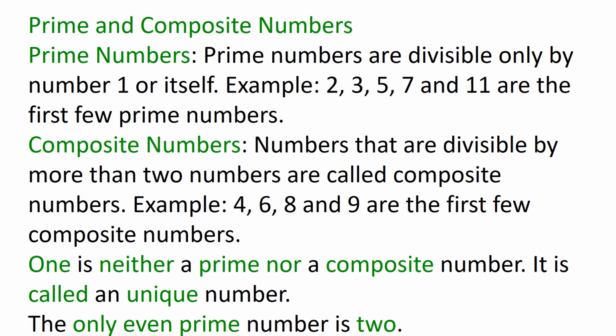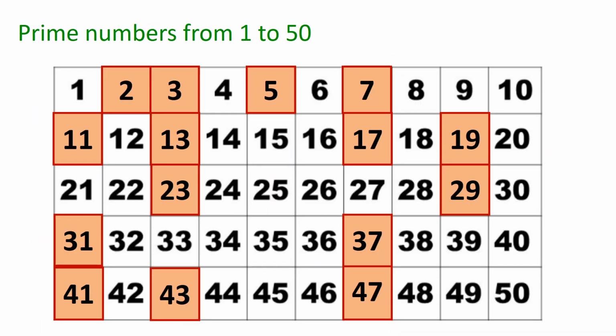Next, 1 is neither a prime nor a composite number. It is called a unique number. Finally, the only even prime number is 2. Let us now see the prime numbers from 1 to 50. They are 2, 3, 5, 7, 11, 13, 17, 19, 23, 29, 31, 37, 41, 43 and 47.